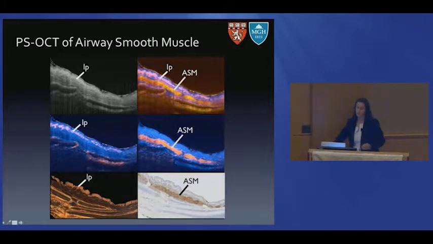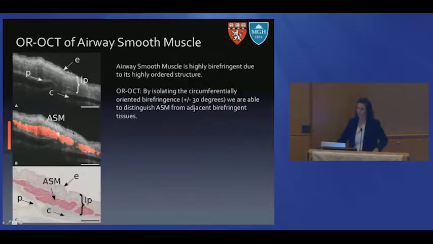So if we pull out just a circumferentially oriented birefringent tissue, we're able to really nicely isolate the airway smooth muscle layer here, as opposed to looking at the longitudinal component, which is primarily the collagen. So our big challenge was, how do we do that in a catheter?